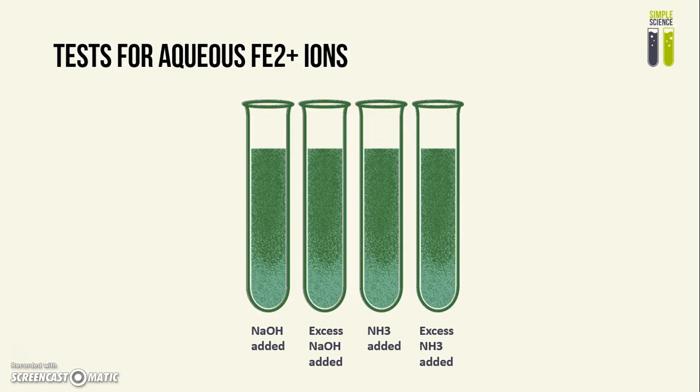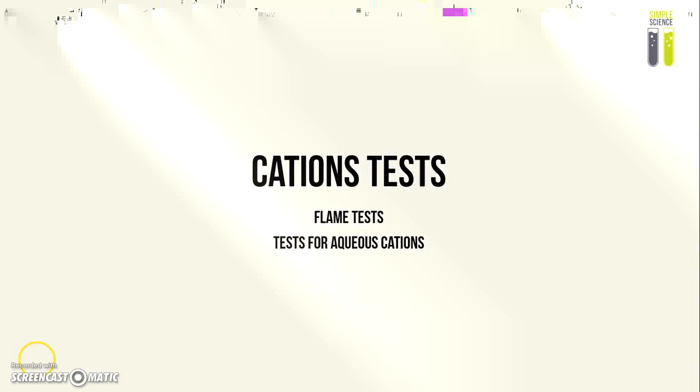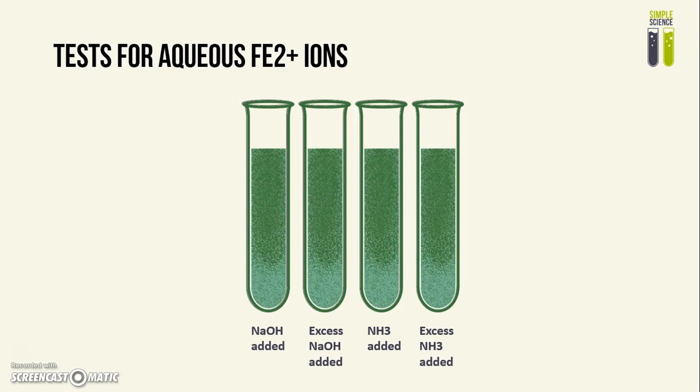Now we have iron 2+ ions. When you add sodium hydroxide to iron 2+, green precipitate forms and it's insoluble in excess. And when you add aqueous ammonia to this, green precipitate will form and it is insoluble in excess.